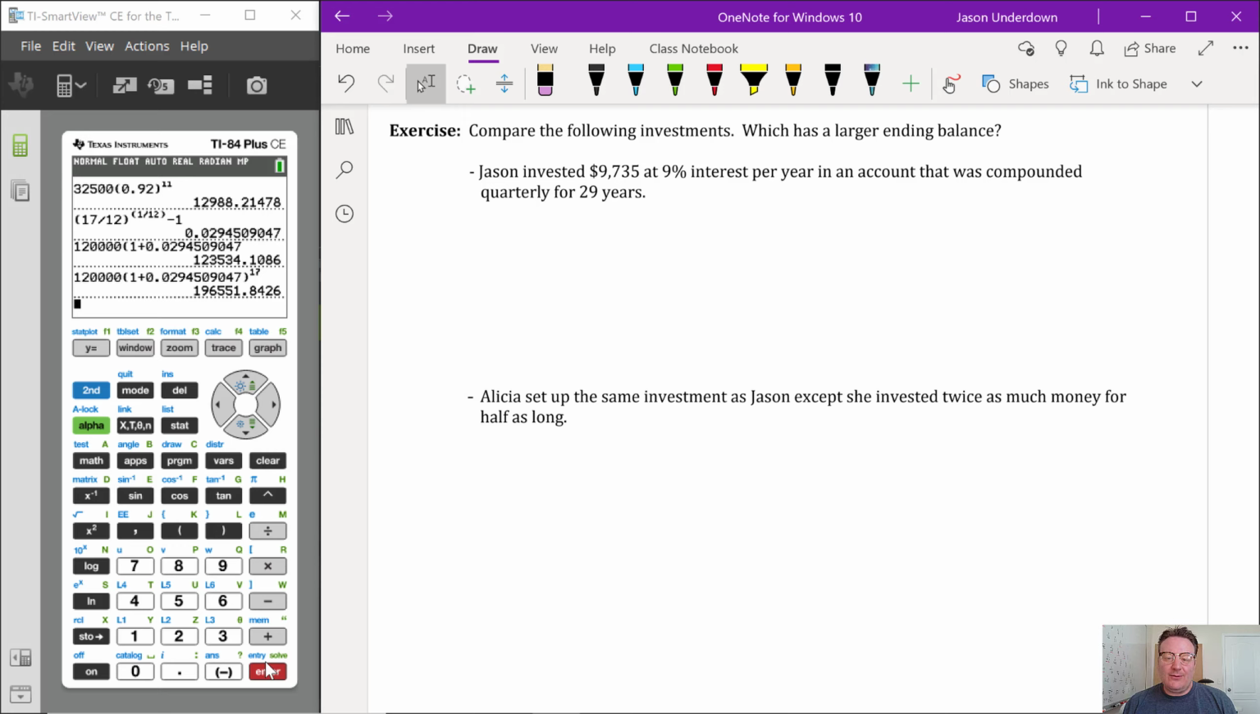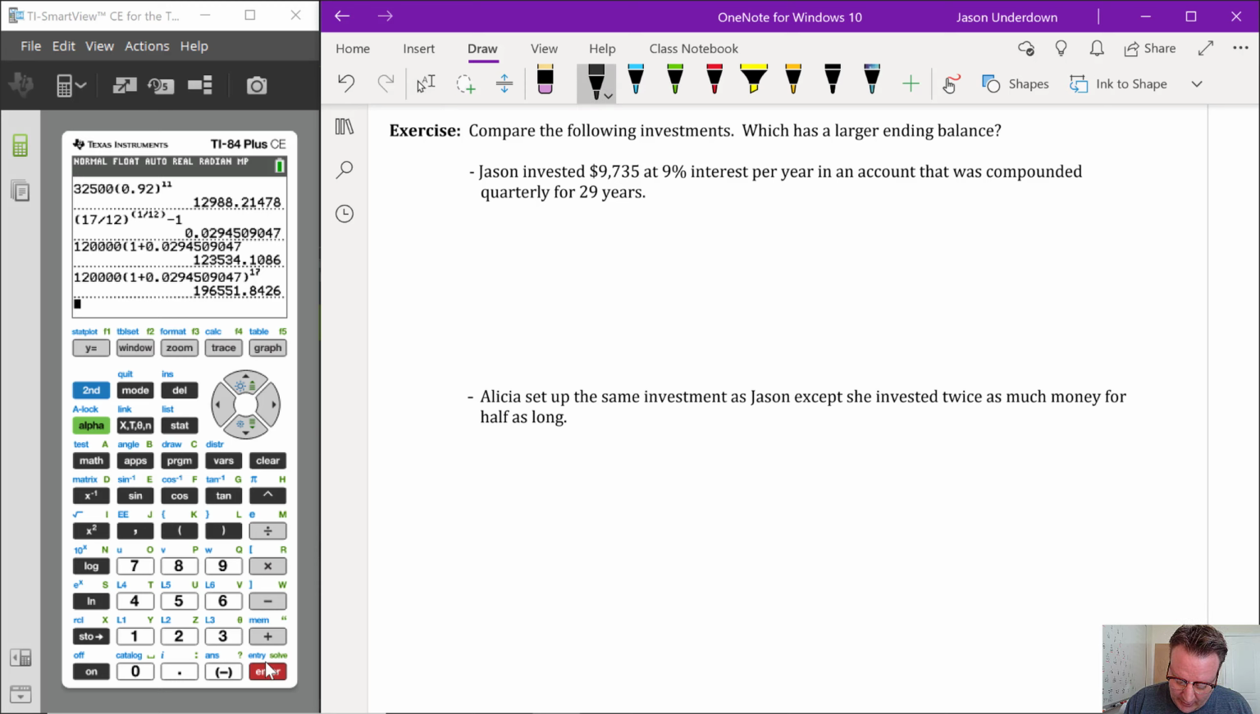Okay, so what's better? Investing for a longer period of time, or putting in more money up front, twice as much money, but keeping it in for half as long? Which is more important, the initial deposit or the term of the account? Well, let's compute and see.